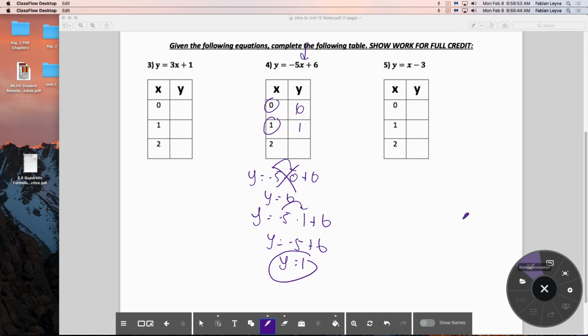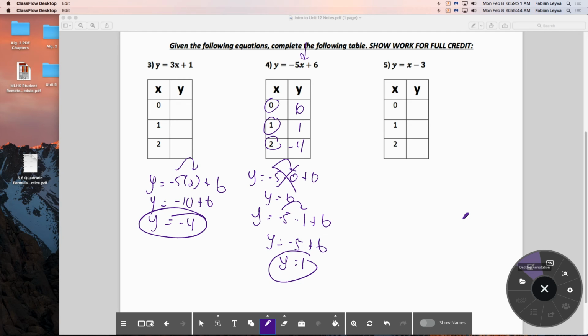All right, last but not least, let's input our 2. So y is equal to negative 5 times 2. Notice that I changed it up here. I put my multiplication in parentheses. It means the same thing. I like the parentheses because it shows me to distribute. But it doesn't matter if you choose the little dot for multiplication or parentheses. Negative 5 times 2 is a negative 10, plus 6 is a negative 4. So y equals a negative 4.